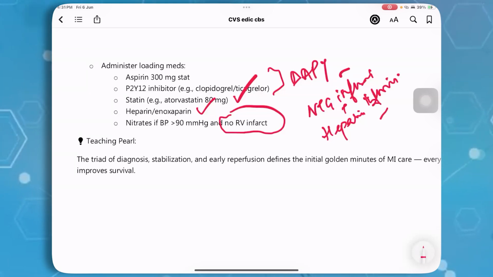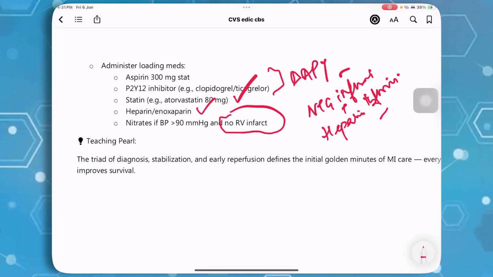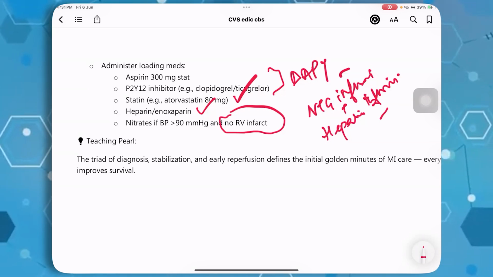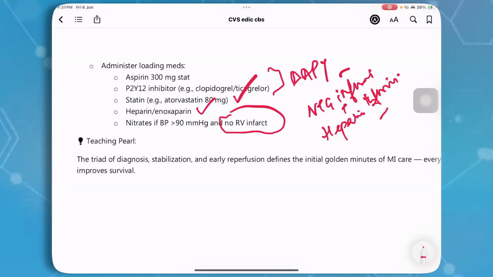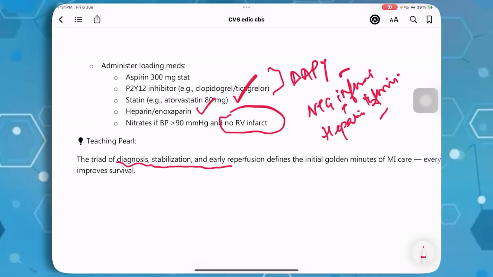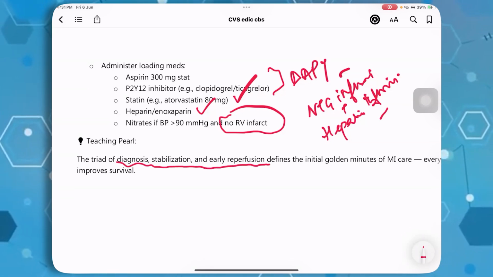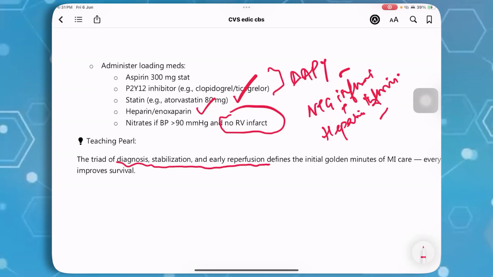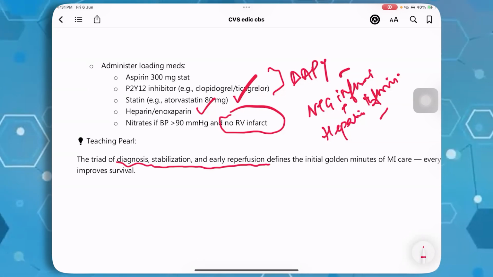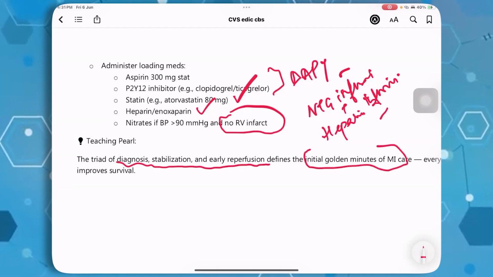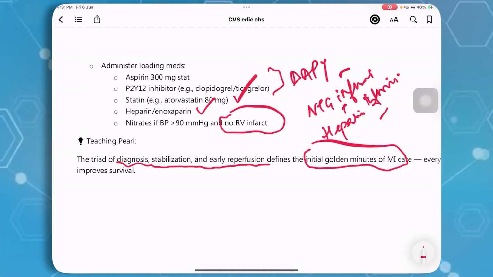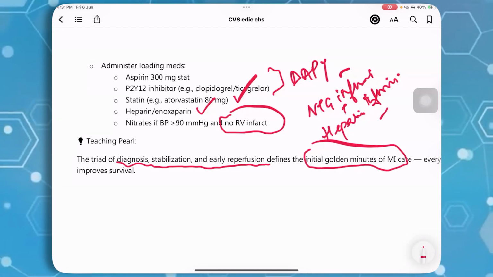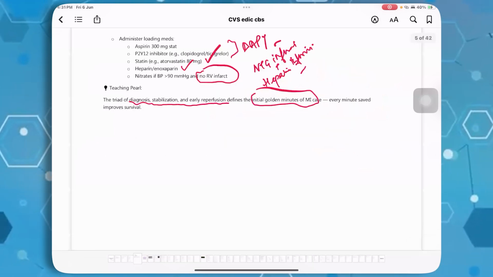If they feel that the blood pressure is high and the patient has high risk of collapsing, then you can start NTG infusion along with heparin infusion. Important thing to remember is that diagnosis, stabilization, and early reperfusion define the cornerstone of management of coronary artery disease or ST elevation MI. These are the initial golden minutes of myocardial infarction, and it has been proven time and again that it improves the overall survival.